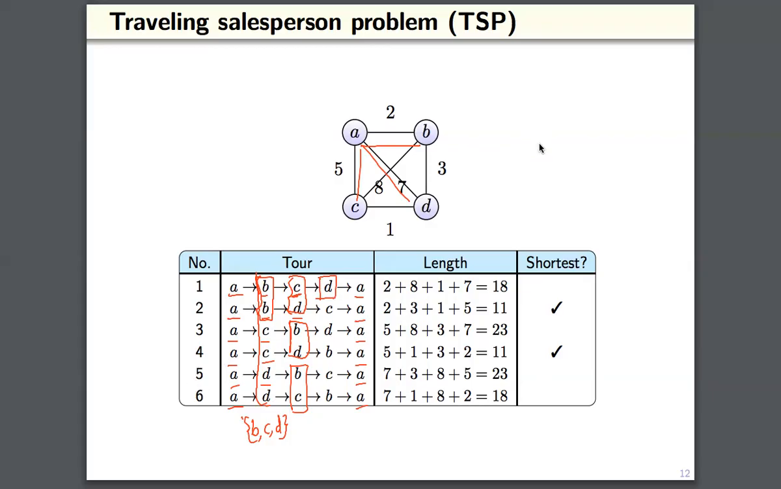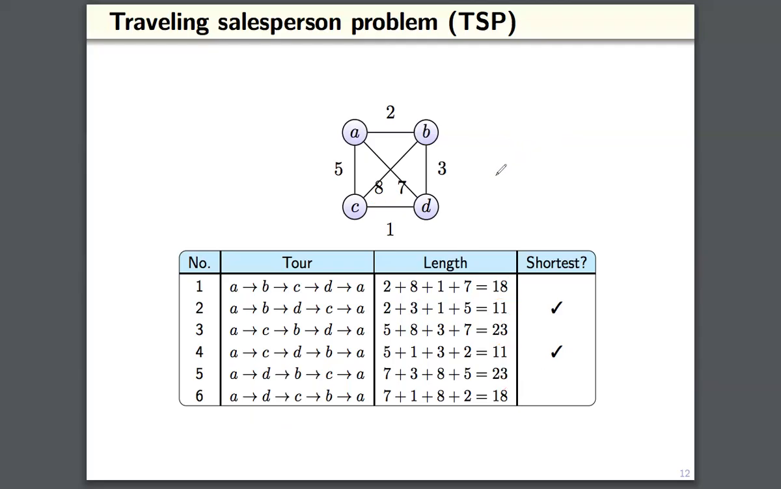Okay, now let's see the cost. So A to B, the cost is 2. B to C, the cost is 8. C to D, the cost is 1. And then D to A, the cost is 7. So the cost of this tour is 18. Similarly, you can find the cost of all such tours.